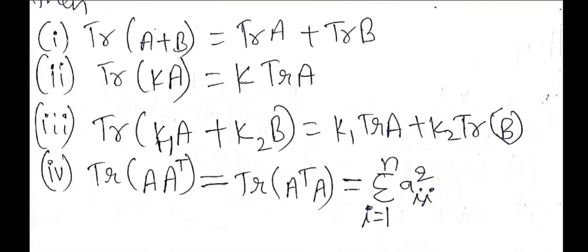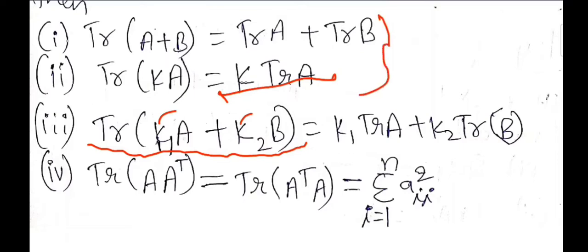Now trace of k1A plus k2B, you can clearly see over here in the third equation. Then k1 and k2 will come out, again by these properties only. This third property is nothing but the combination of the first and second properties. So k1 will come out, then k1 trace A plus k2 trace B. I don't think there is any need to explain this further.